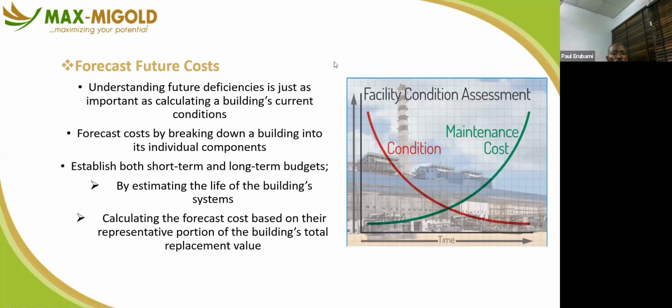Two, it helps you to forecast future costs. Understanding future deficiencies is just as important as calculating the building's current condition. Forecast cost by breaking down a building into individual components. Individual component means, for example, the roofing system. You can break the roofing system down into each individual component, which includes the roof itself, the wooden frame, the ceilings. It could be the normal asbestos, it could be your suspended ceiling, and it could be POP.